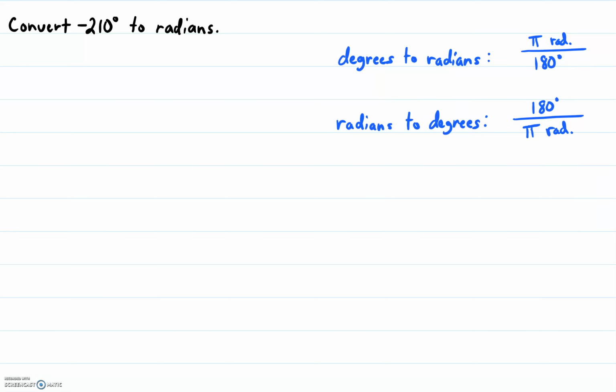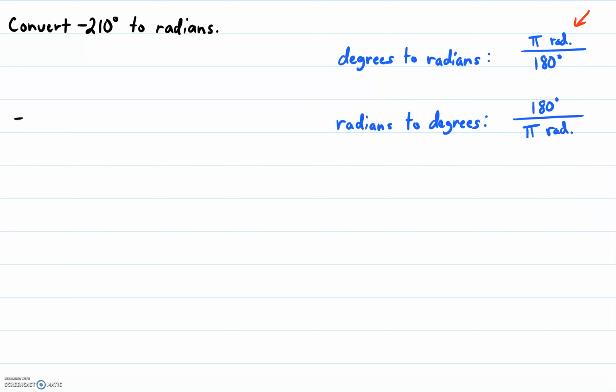And just like any time you're using a conversion ratio, the easiest way to remember which one of these to use is whatever you want to end up with, in this case radians, you want to multiply by the one that has that in the numerator. In this case, we have pi radians in the numerator. So that's what we're going to multiply negative 210 by. So let's go ahead and do that.